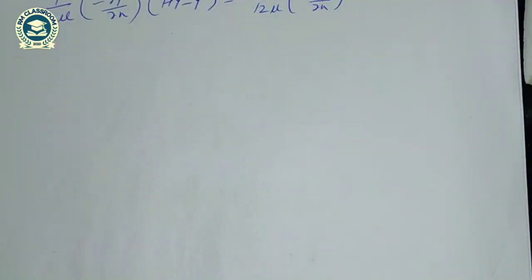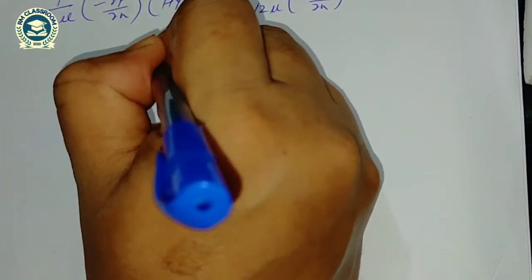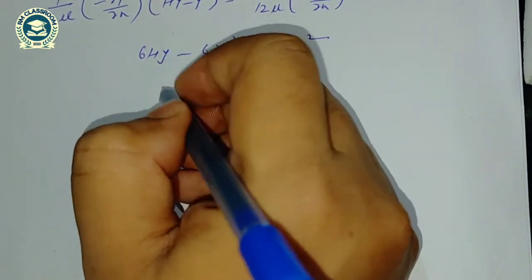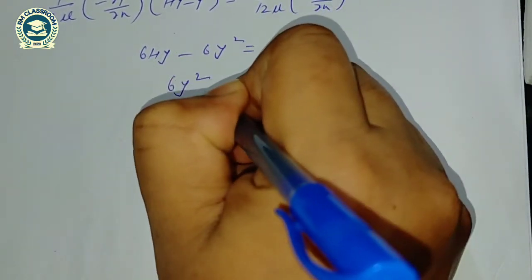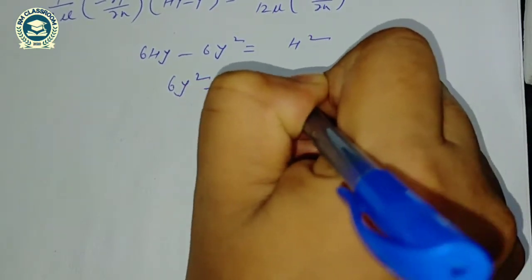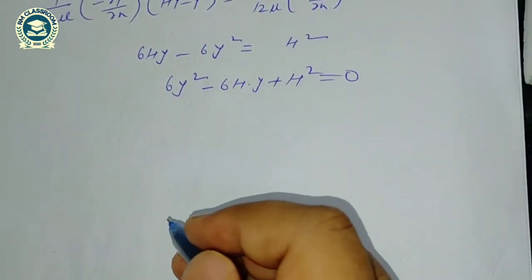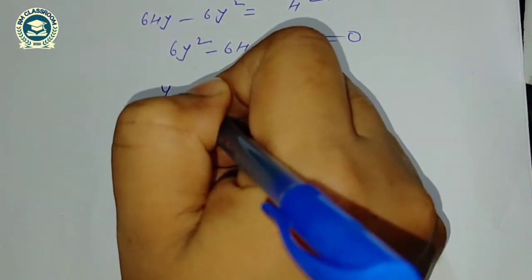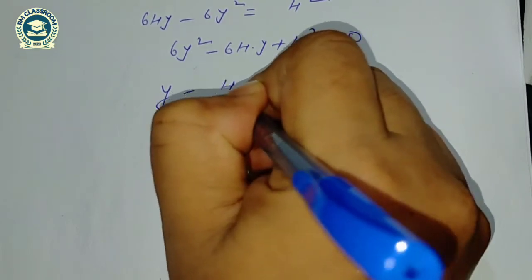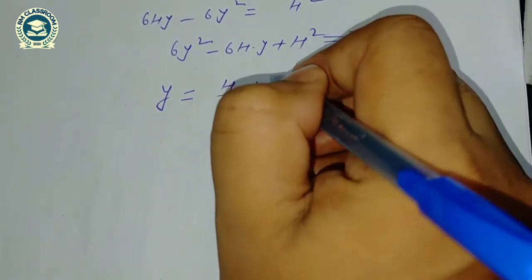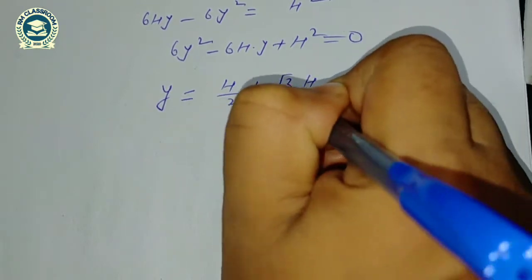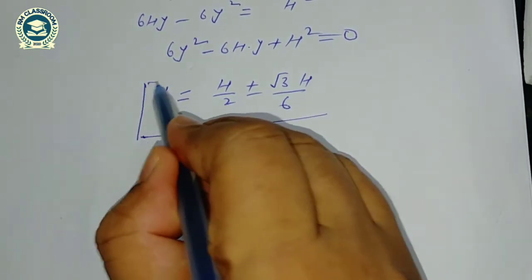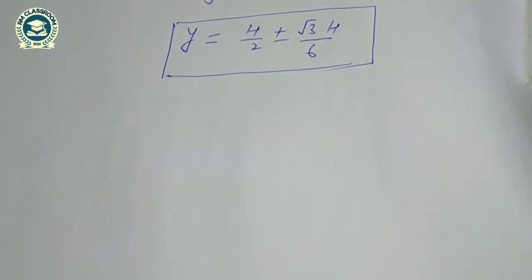Del P by del X, del P and mu is cancelled. 2 6, so 6hy minus 6y square is equal to h square. So the expression 6y square minus 6h into y plus h square is equal to 0. So this is the quadratic equation. So value of y you will get h by 2 plus minus root 3 h by 6. So this is the point where our local velocity is equal to the average velocity.